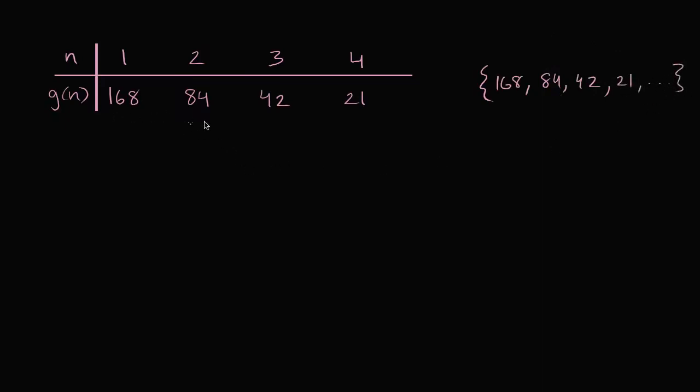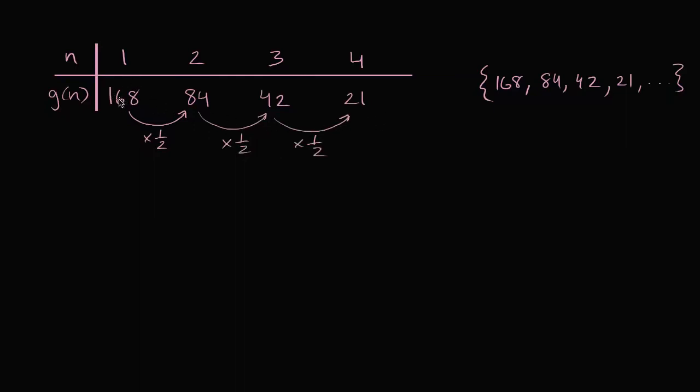Now let's think about what type of a sequence this is. If we think of us as starting at 168, how do we go from 168 to 84? Well, one way you could say we subtracted 84, but another way to think about it is you multiplied by 1/2. So times 1/2. And then to go from 84 to 42, you multiply by 1/2 again. And to go from 42 to 21, you multiply by 1/2 again. So this right over here is a geometric series.